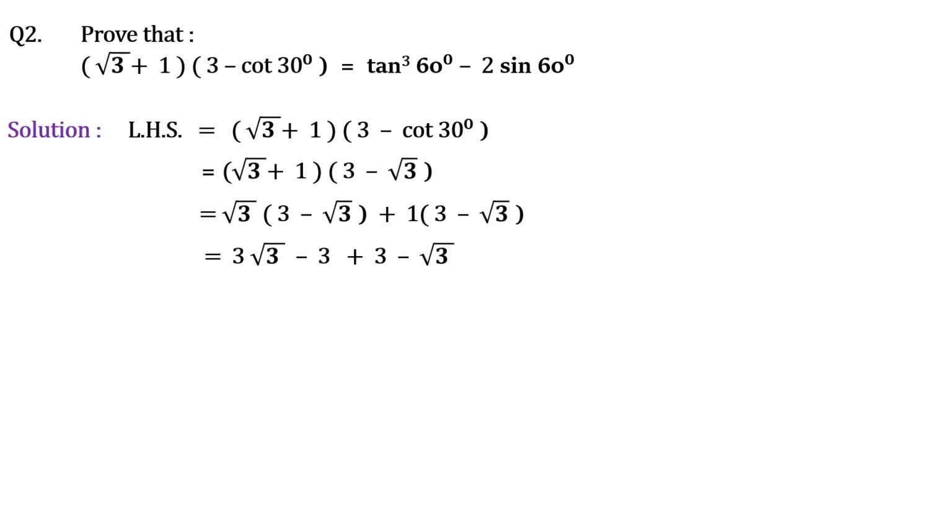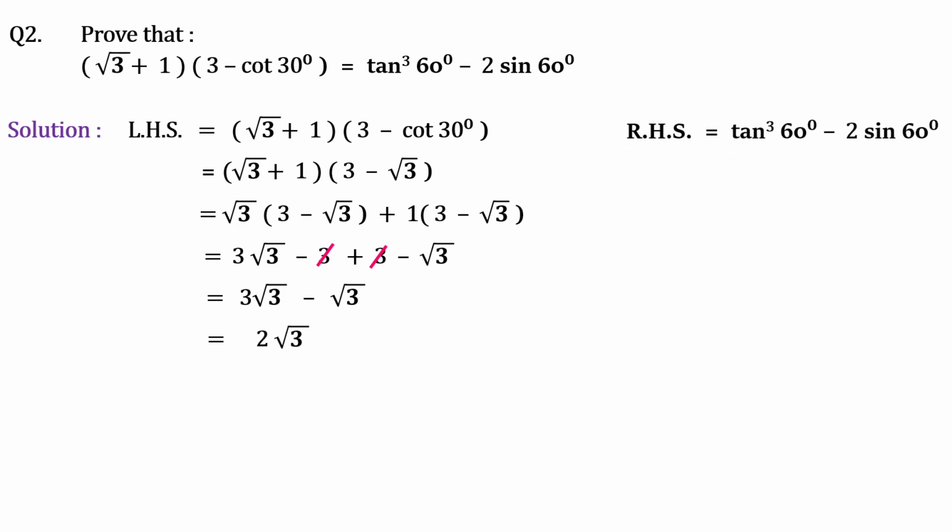Now you can see here minus 3 and plus 3 are same numbers with opposite sign, so they will get cancelled, and now I am left with 3 root 3 minus root 3. It is just like if I assume root 3 as x, it becomes 3x minus x. Okay, let us assume root 3 as x, because I have 3 root 3 minus root 3. So if I assume root 3 to be x, what do I get? 3x minus x. So what is the answer I will get? 2x. So I will not write 2x, I will write 2 root 3. So this is your final answer of left hand side.